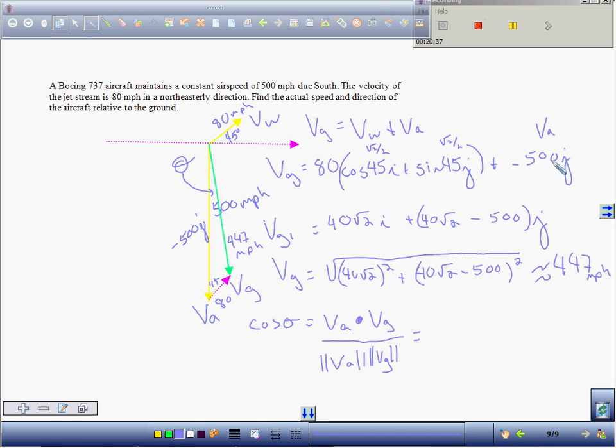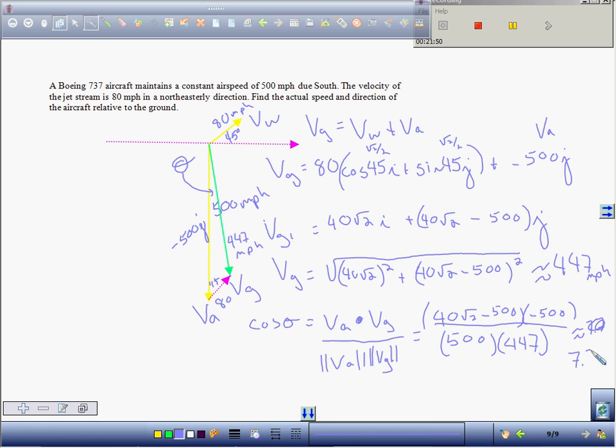So if I dot this with this, I just get the J part because the I parts cancel out. So on the top I would get 40 root of 2 minus 500 times negative 500, because I'm just multiplying together the J parts because the I part of this one is 0, and then I divide by the magnitude of VA, which is just 500, and that's an absolute value thing, okay? And the magnitude of VG we found in this problem, 447, okay? So if you multiply this times this, which is the dot product of VA and VG, and divide by the magnitude of this vector and the magnitude of this vector, and then take the inverse cosine, you'll get approximately 7.7 degrees?